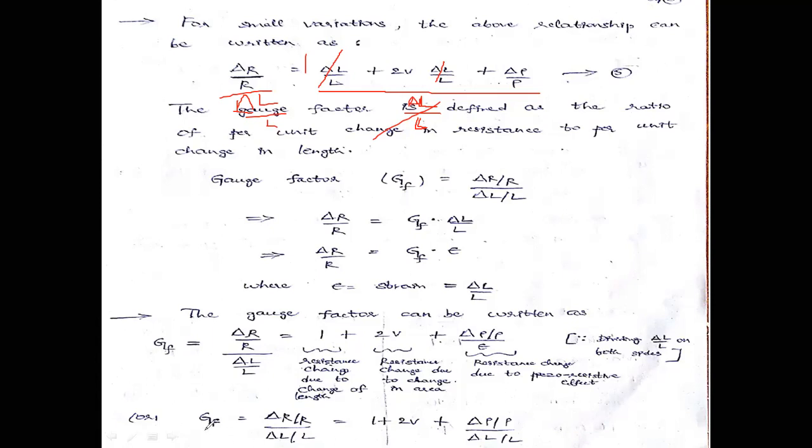Okay. And then gauge factor GF is equal to 1 plus, simply, we can write it as 1 plus 2V plus delta rho by rho divided by delta L by L, or epsilon. We can write the final equation like this. Okay.